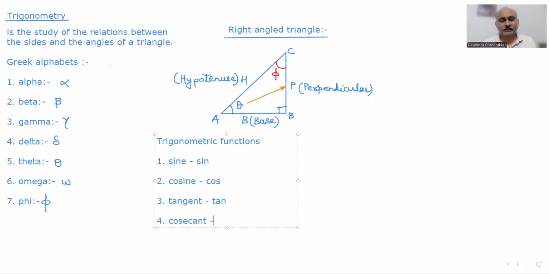Next one is cosecant, in short written as cosec. Then we have secant, in short written as sec. And the last one is cotangent, which is cot. So these are the six basic functions of trigonometry. Okay? Any queries or doubts you have till this point, please ask. कुछ पूछना है बेटा पूछो आप लोग. Anything you would like to ask till this point?